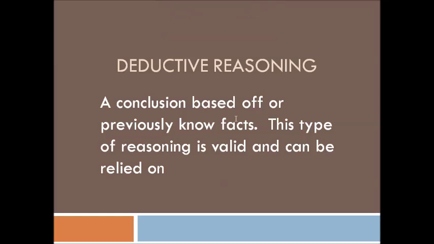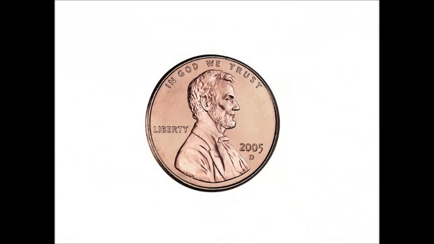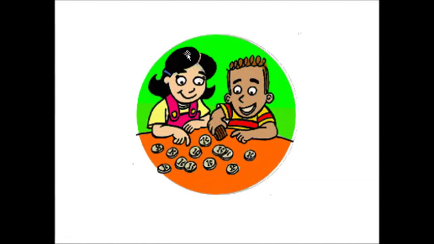Now let's take a look at deductive reasoning. Deductive reasoning is the process of reaching conclusions based on previously known facts. The conclusions reached by this type of reasoning are valid and can be relied on. For example, you know for a fact that all pennies are copper-colored. Now, if your friends gave you a penny, what could you conclude about this penny?